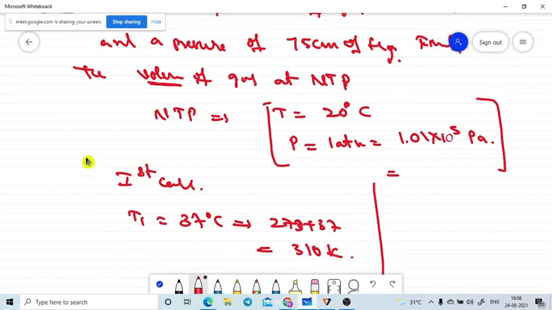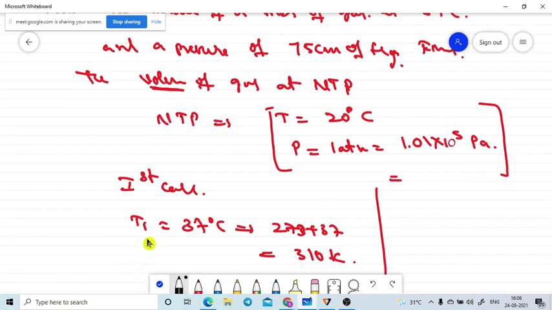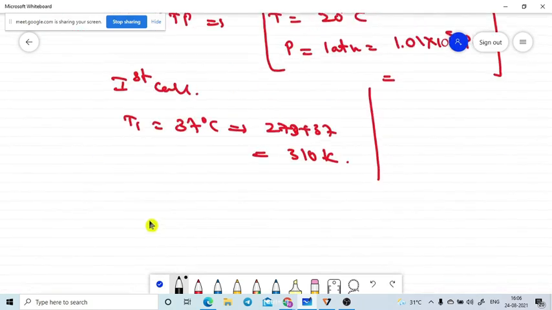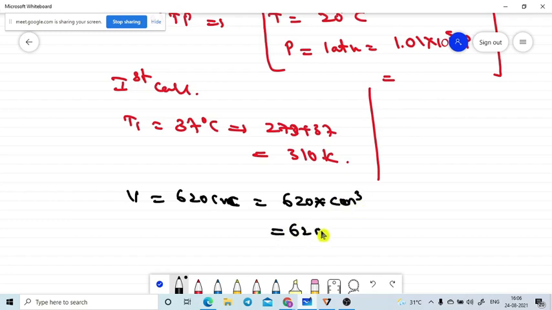Now they are telling that one more quantity is there. The volume of the gas is given as 620 cc, centimeter cube. Let me write 620 centimeter cube as 620 into 10 to the power of minus 6 meter cube.